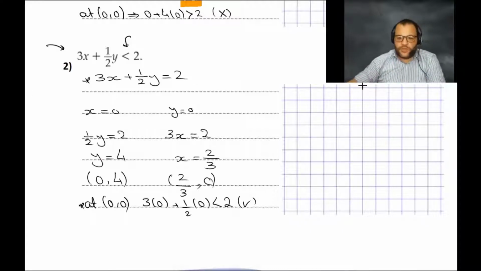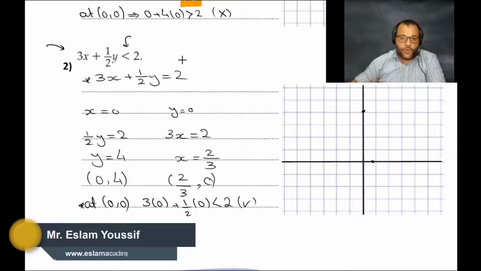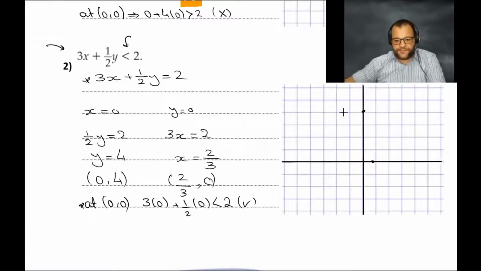So that's the y-axis, and that's the x-axis. The first ordered pair is (0, 4), so 1, 2, 3, 4, that's the first point. And the second one is (2/3, 0). Because the sign here is only smaller than or greater than, it means it will be a dashed line, a dotted line. It's not a solid line.